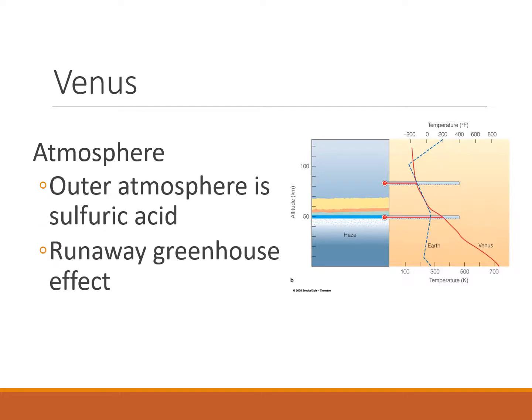The outer atmosphere is sulfuric acid. This is a runaway greenhouse effect. So in other words, there are no cold spots on Venus. That means there's no ice. Also, something interesting, Venus does not have a magnetic field. So we believe probably it does not have any type of a liquid or flexible core inside the planet.